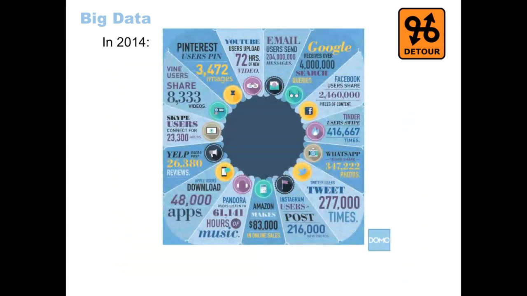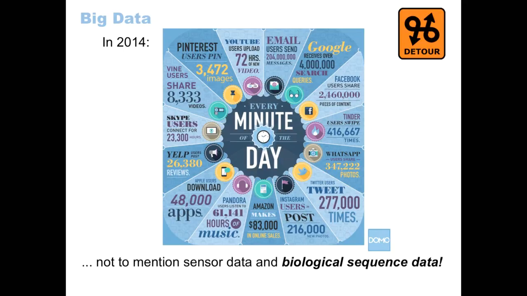So we're going to take a little bit of a detour now to talk about big data. So in 2014, there were over 4 million Google searches, 2.5 million user shares on Facebook, 277,000 tweets every minute. And this doesn't even take sensor data and biological sequence data into account.